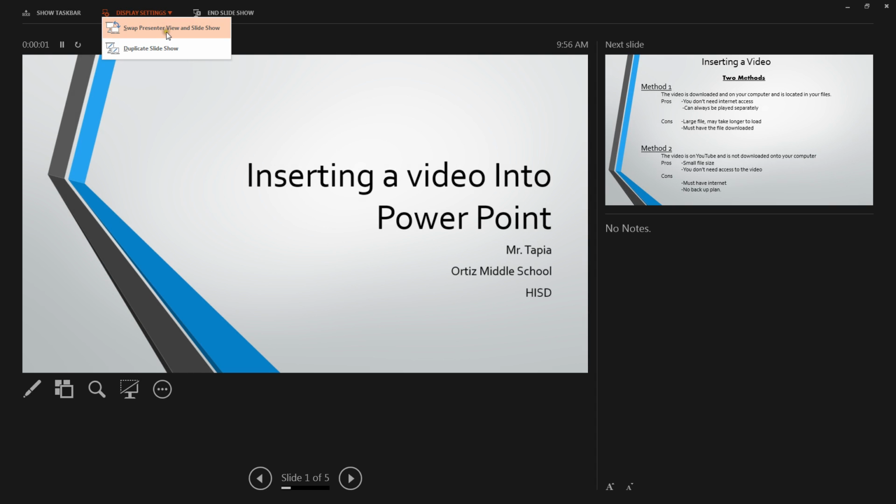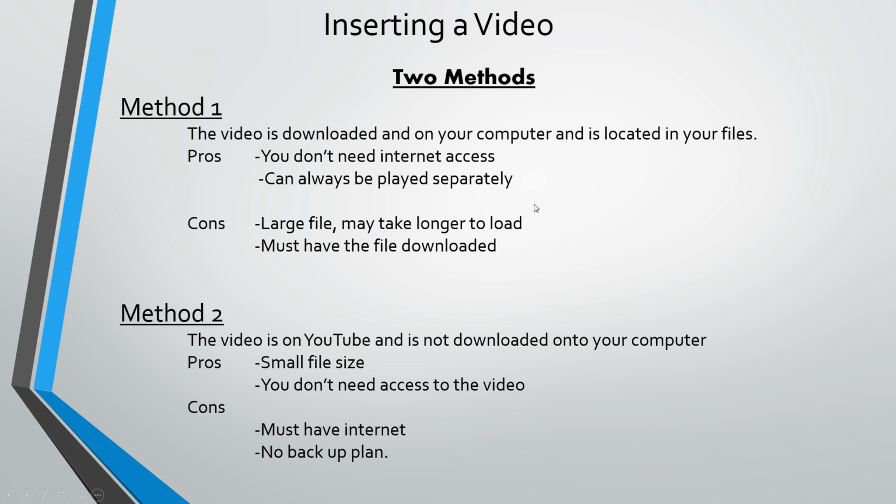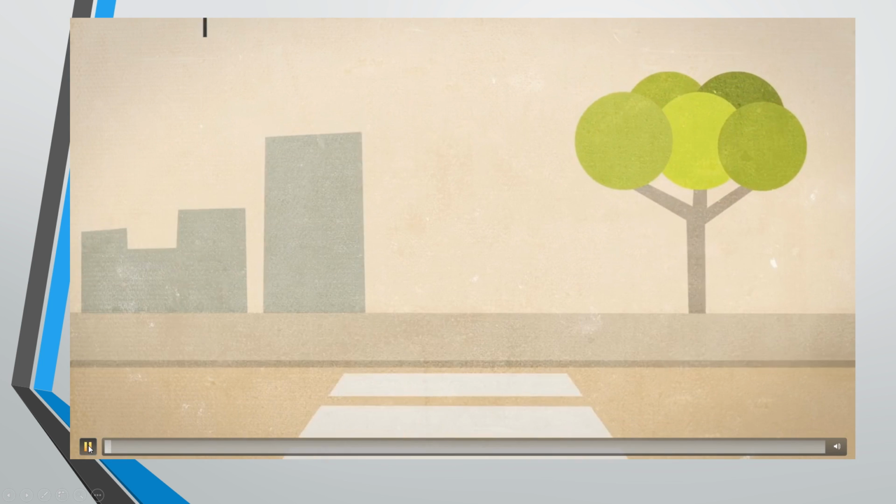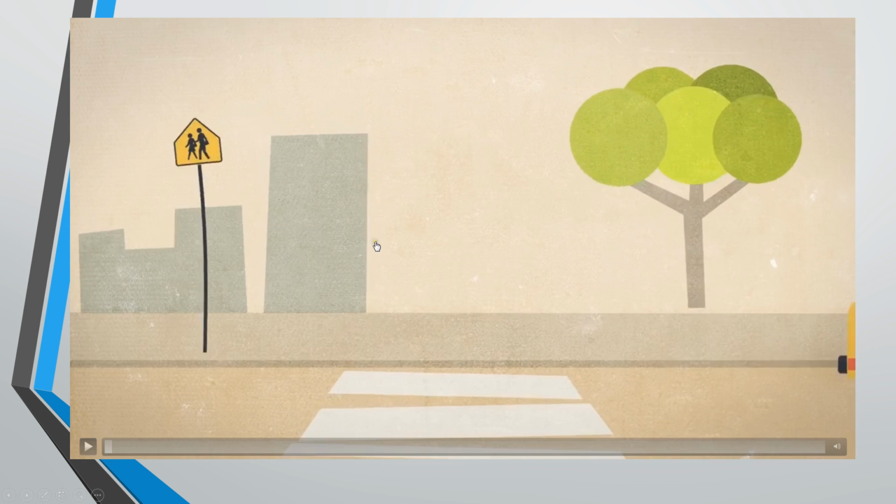I have to switch this every time I do this. Alright, so here's that slideshow. This slide is the video we just inserted. Notice I have to click the play button. I'm going to click the play button. This is the video from our file.